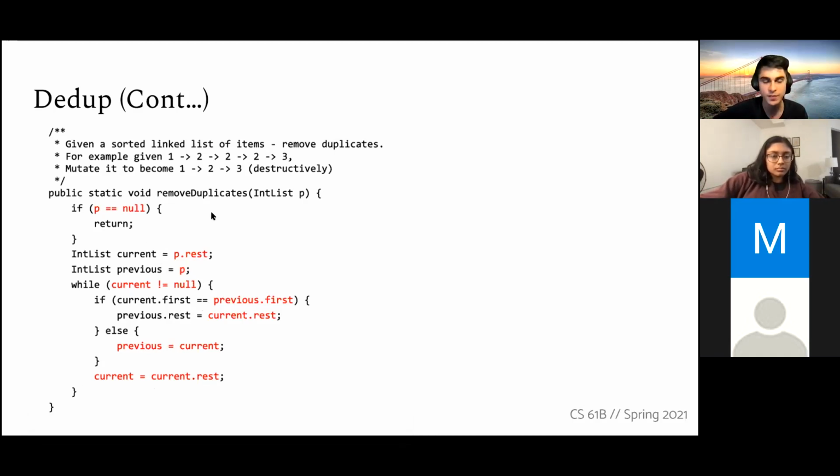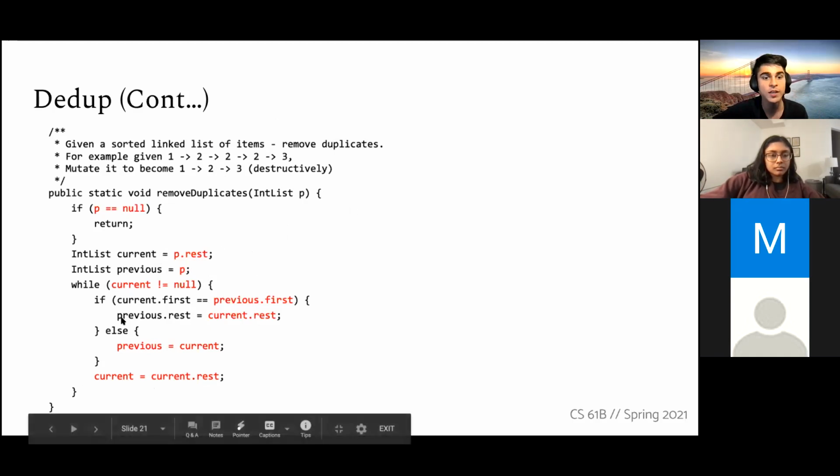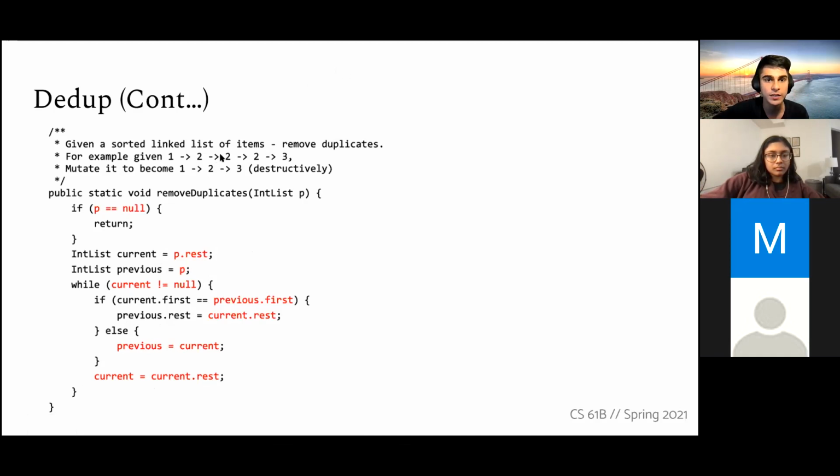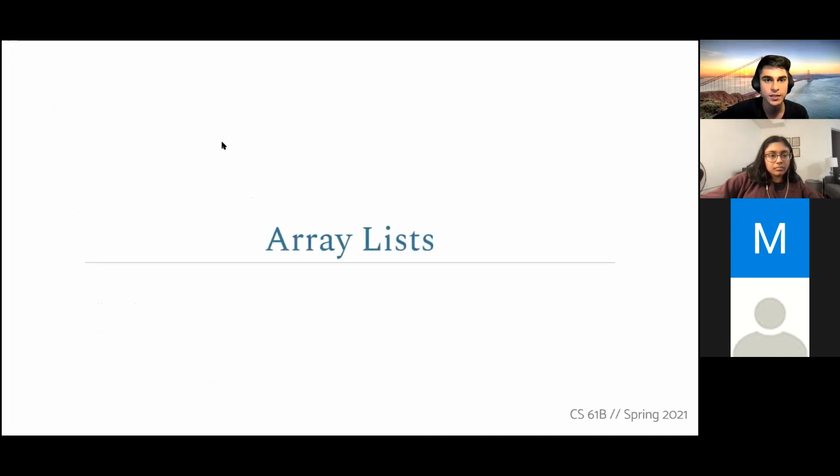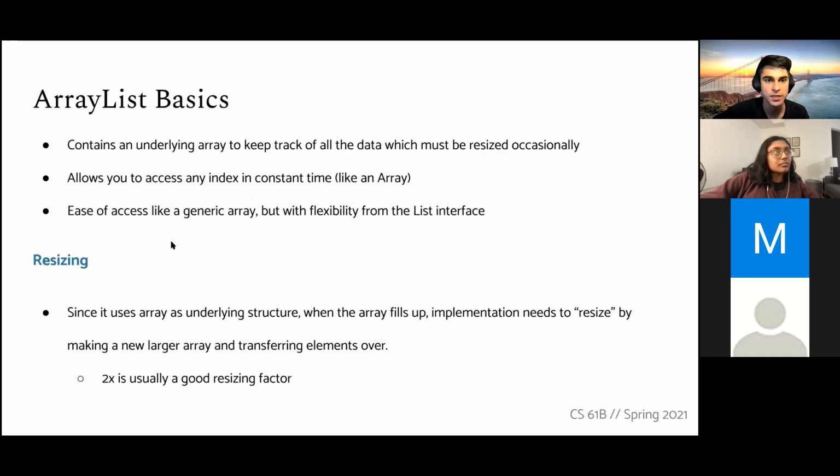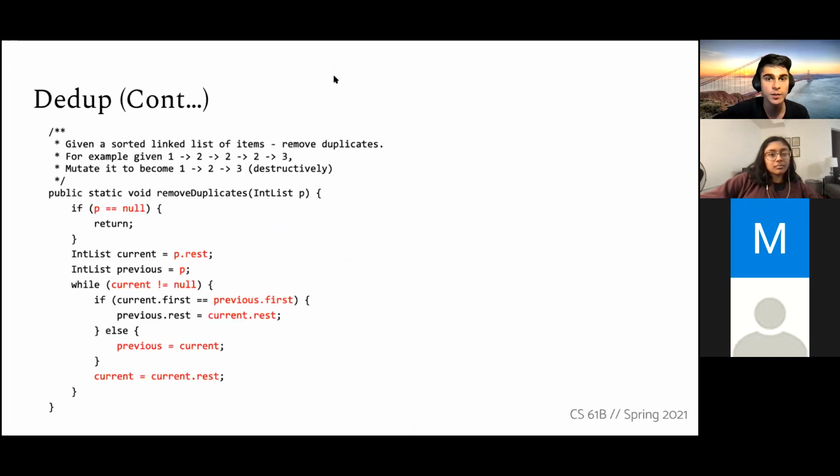Why? Because if there's a duplicate, we move current out of the picture. How do we move current out of the picture? We set previous.rest to current.rest, right? Sorry, give me a second. Okay, the way current moves out of the picture.